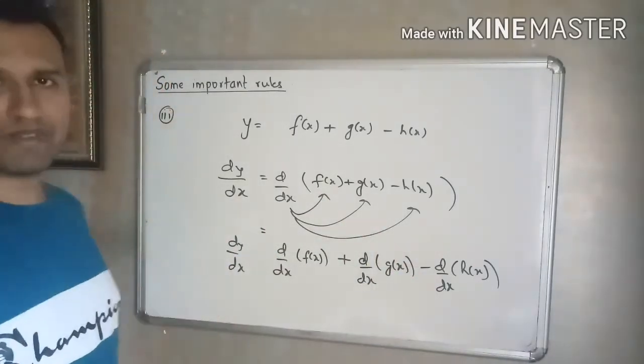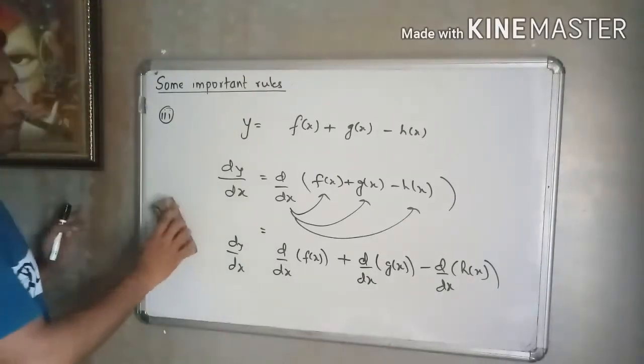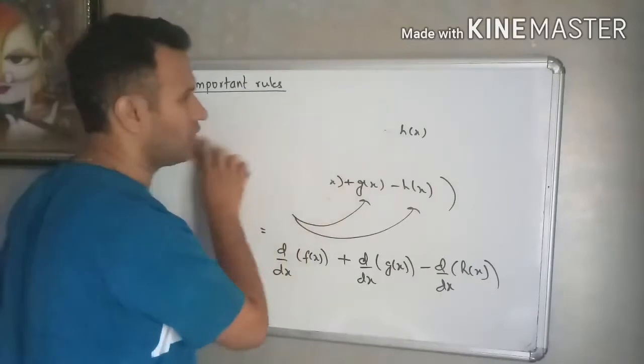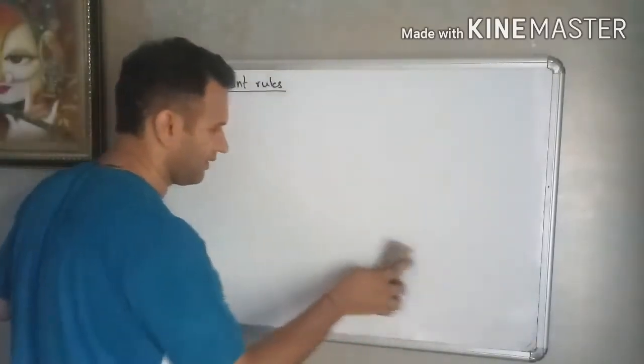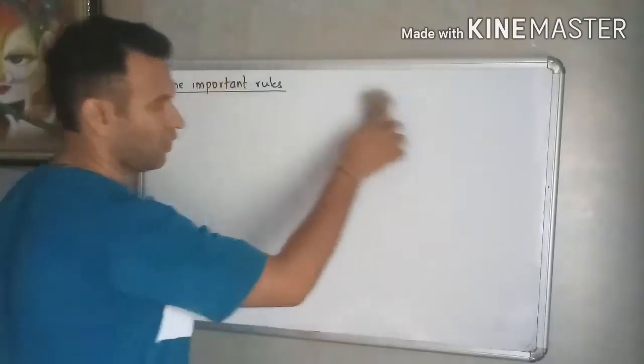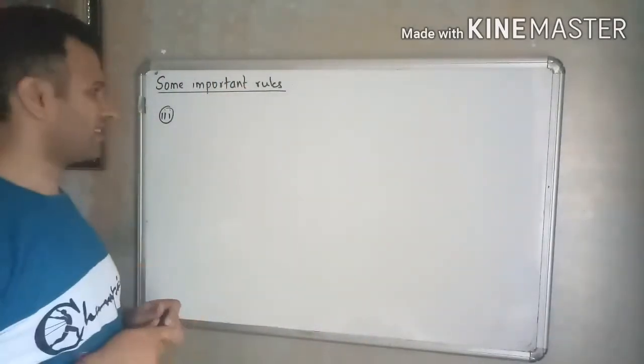This is rule number 3. I hope you have understood this. ठीक है? Okay, now let us come to rule number 4. So rule number 4 is basically one formula that we have to remember. So that is called the power rule. That's very, very important. So what we are going to discuss is the power rule.